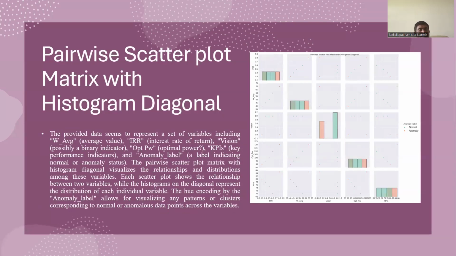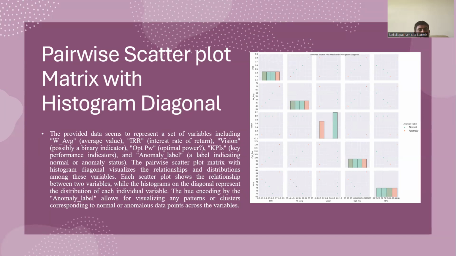Coming to the pairwise scatter plot matrix with the histogram diagonal. The provided data seems to present a set of variables, including W average, average value, IRR, interest rate of return, vision, possibly a binary indicator, OPTPW, optimal power, KPIs, key performance indicators, and anomaly label, a label indicating normal or anomaly status. The pairwise scatter plot matrix with histogram diagonal visualizes the relationships and the distributions among these variables.